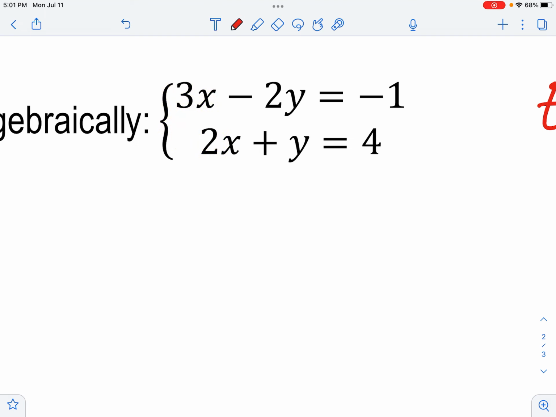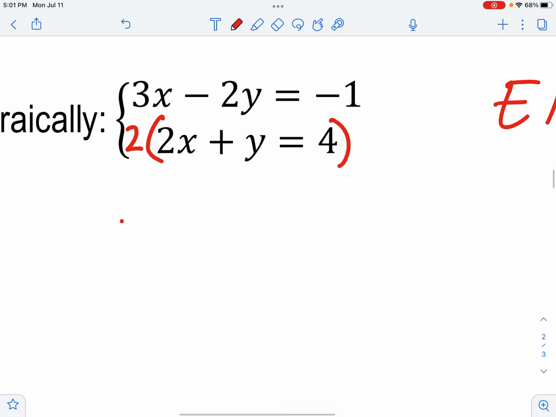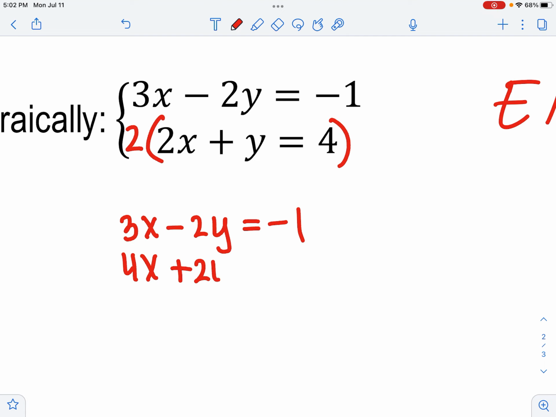So what I'm going to do is keep this as a negative 2y, and have this become a 2y. In order to do that, I'm going to have to multiply the entire second equation by 2. So my first equation stays the same: 3x minus 2y equals negative 1. And my second equation becomes 4x plus 2y equals 8.